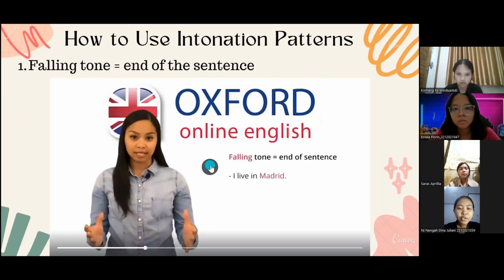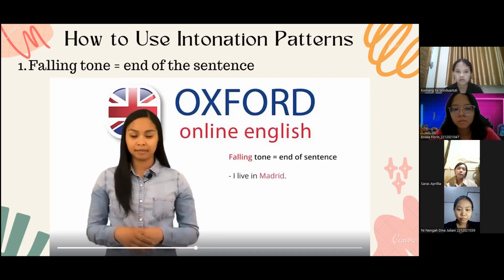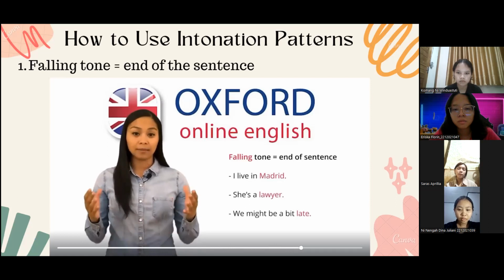So after you watch that video, maybe you are wondering how to use the intonation patterns, right? Here are the basic rules for how to use the intonation patterns. First is the falling tone. We use the falling tone to show the end of the sentence, like this. She's a lawyer. We might be a bit late.